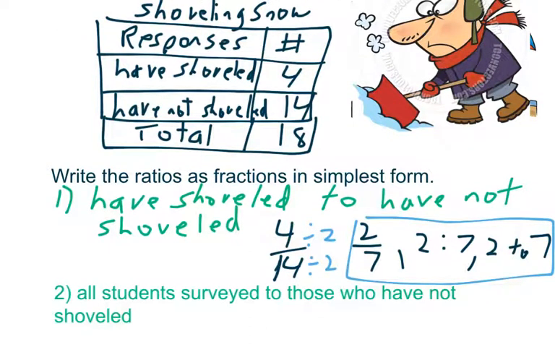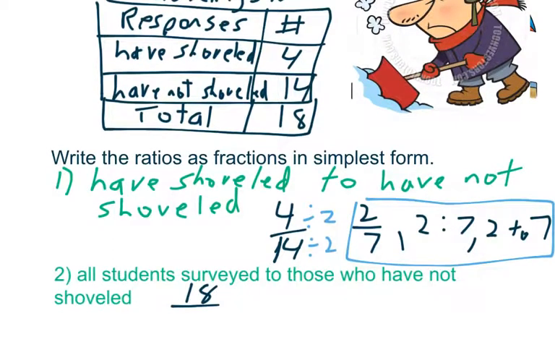So, all students surveyed to those who have not shoveled. So reading our table, all students surveyed would be 18. That's our total. So I'd write 18 down over, and then it says those who have not shoveled. Well, that's right up here in my table, and that's 14. So I'm going to write it over 14. And if I divide by my common factor of 2, that gives me 9/7.